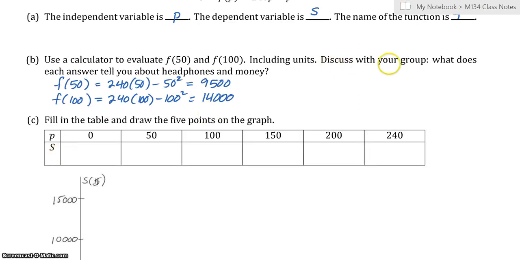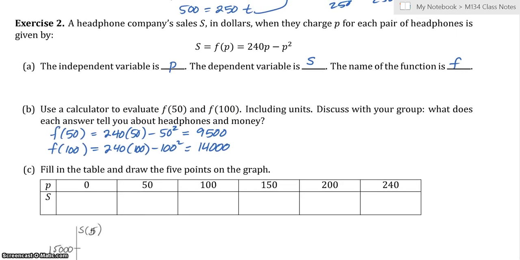It says to include units. We should do that first. What are the units? Well, again, let's see. That would be the output, the S, and the S is sales in dollars. So if you just add a little dollar sign there, that includes the units.